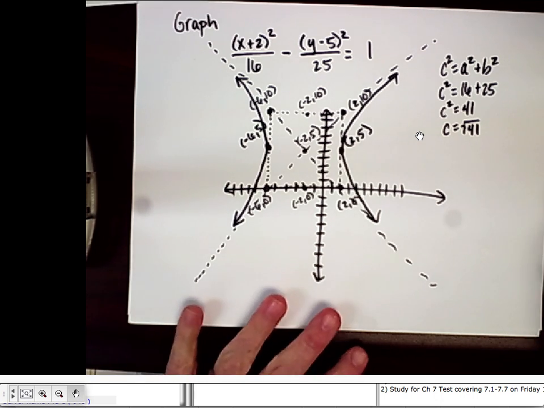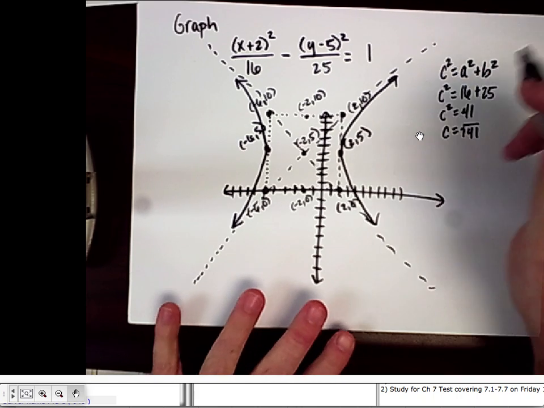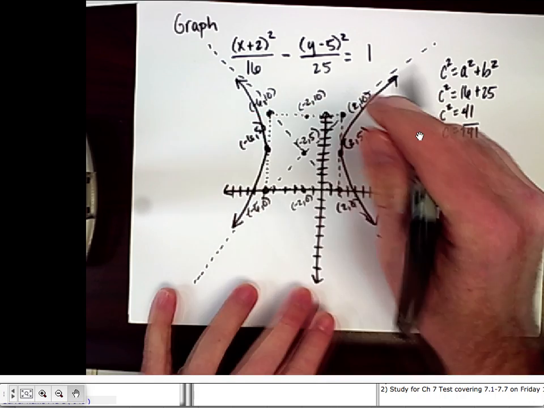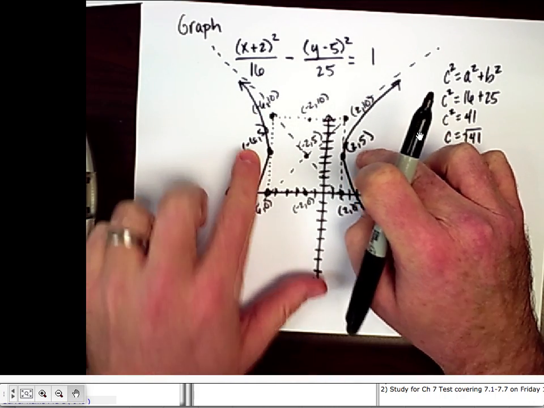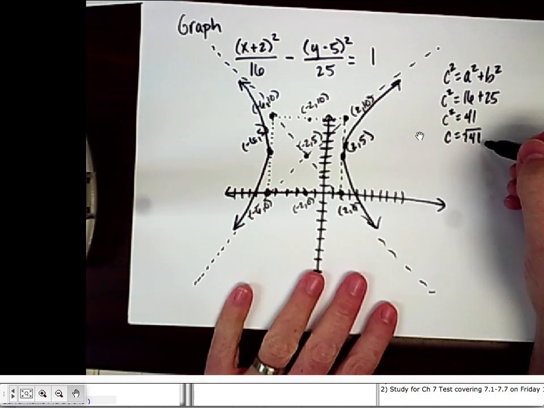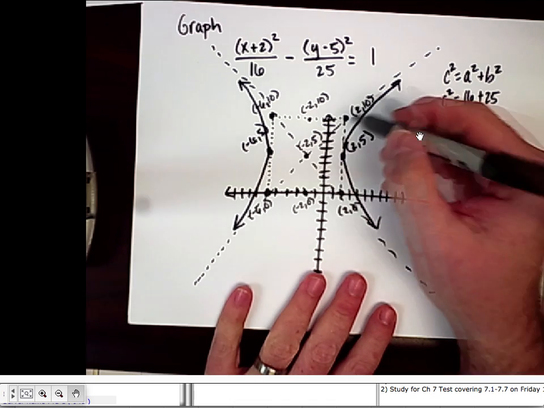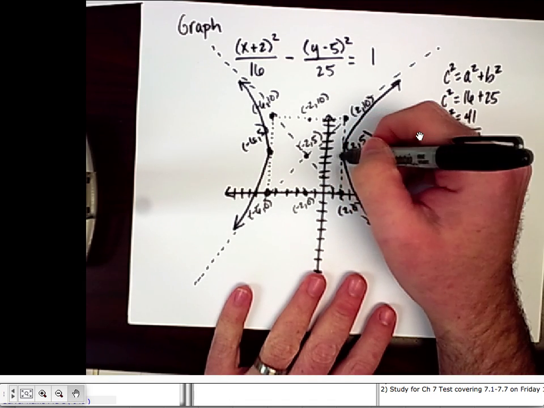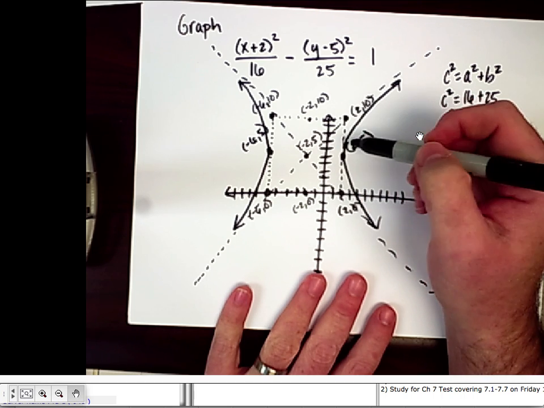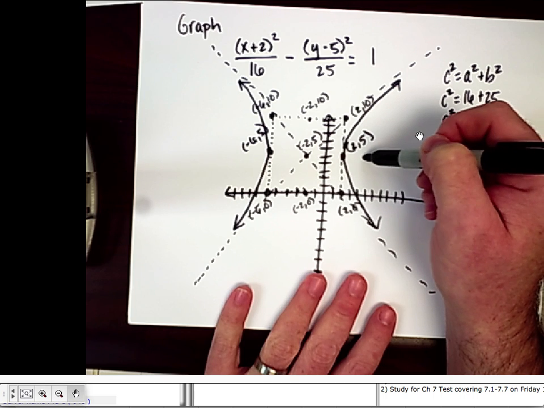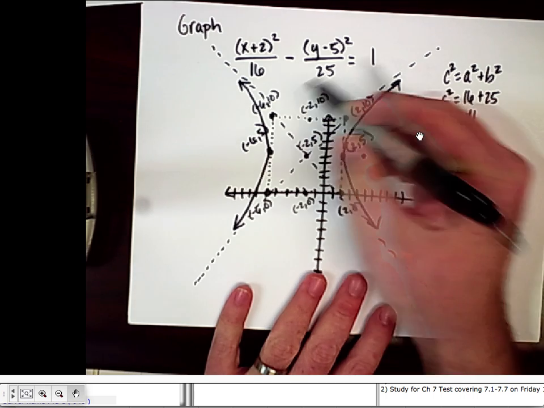Okay? So, here's the center. The foci are going to be inside. So they're going to be here and here. All right? So we're going to go to the right, square root of 41. Well, that is between the square root of 36 and 49. So that's between 6 and 7. So 1, 2, 3, 4, 5, 1, 2, 3, 4, 5, 6, and 7. So somewhere right here.